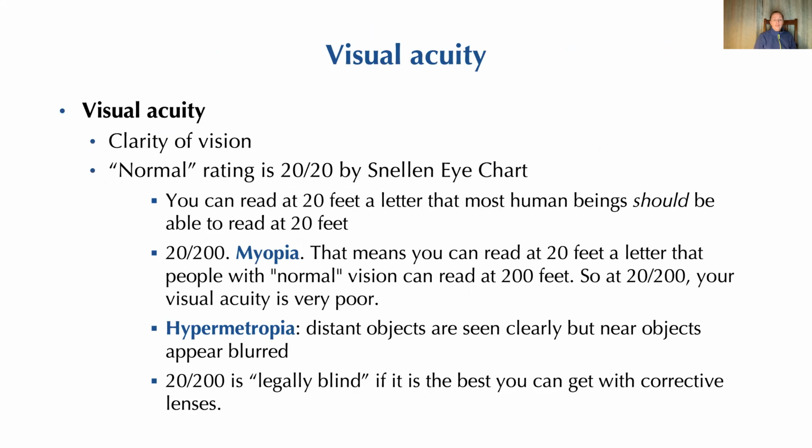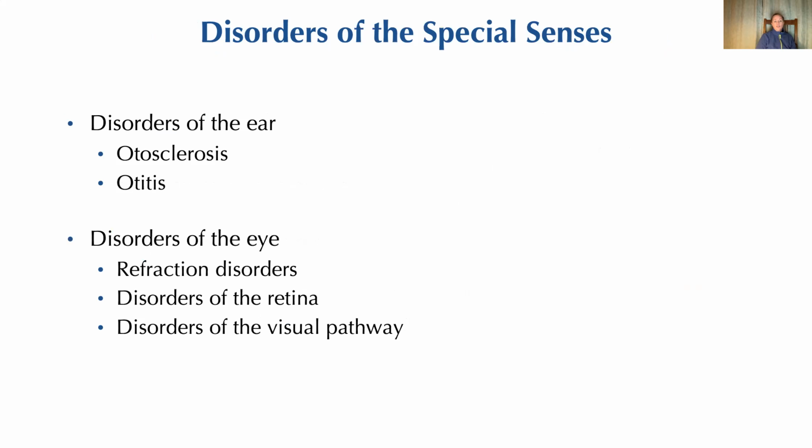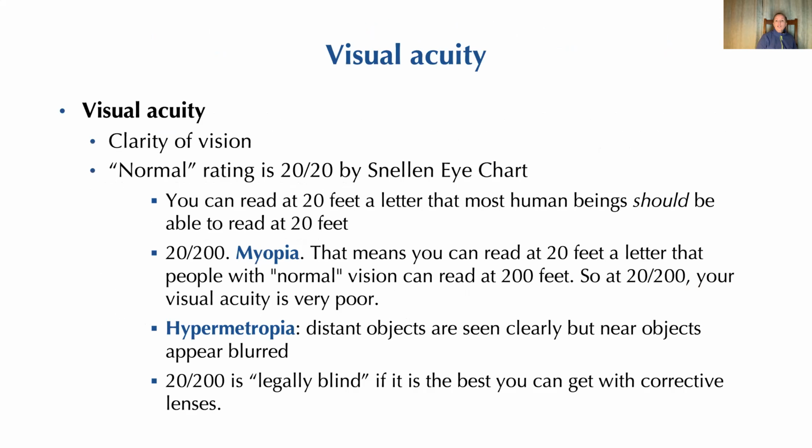All right. So I'm skipping over disorders of the ears because we'll talk about it when we do the ears. So we'll talk a little bit about refraction disorders, some disorders of the retina, and some disorders of the vision pathway. So visual acuity, 20/20 vision on the Snellen chart, the chart with the big E.